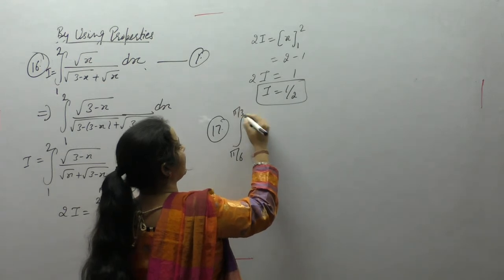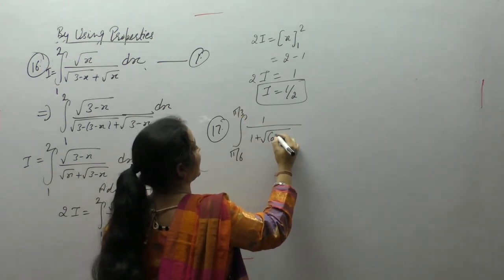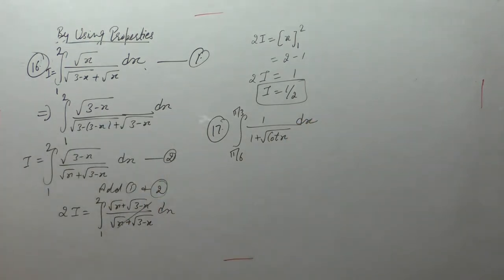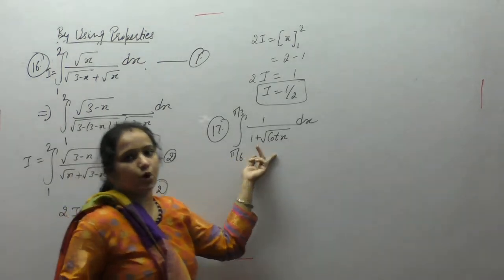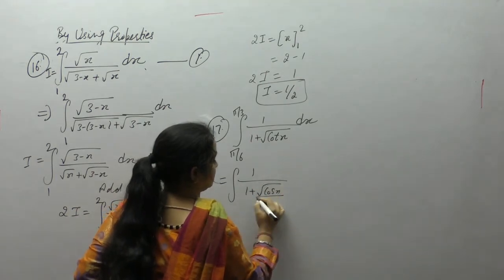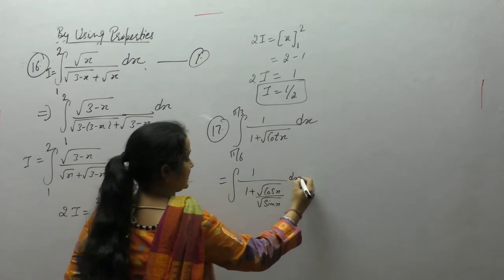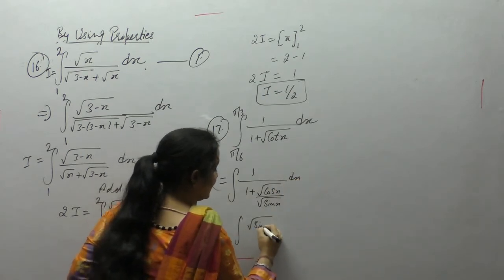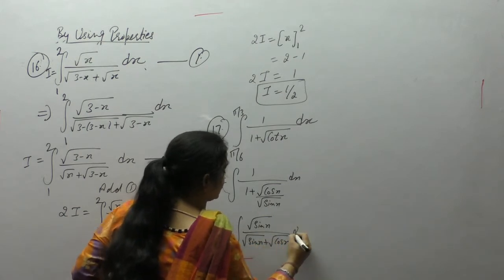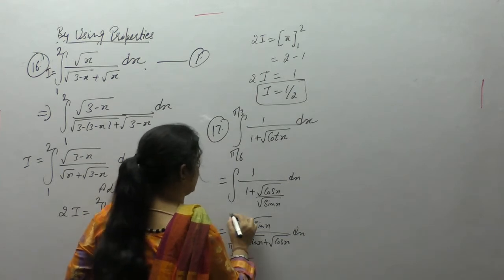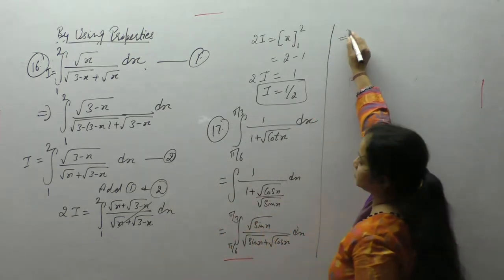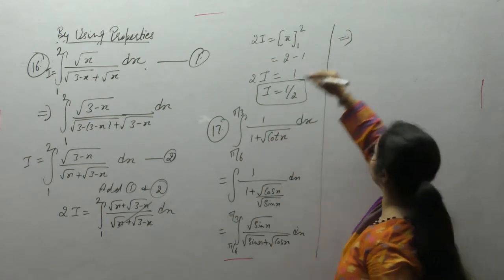Pi by 6 to pi by 3, 1 upon 1 plus square root of cot of x dx. We can write cot as cos upon sine. Take the LCM in the next step. Square root of sin x plus square root of cos of x. Limit is pi by 6 to pi by 3. Function is continuous in this interval pi by 6 to pi by 3.